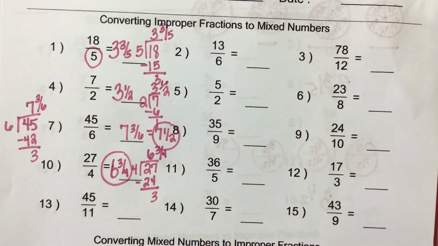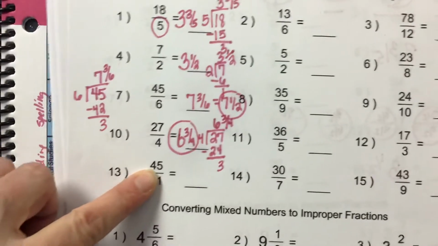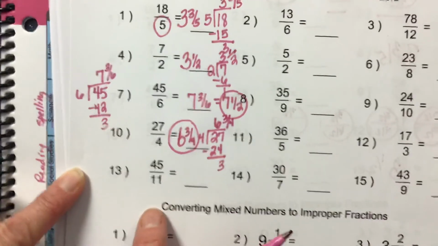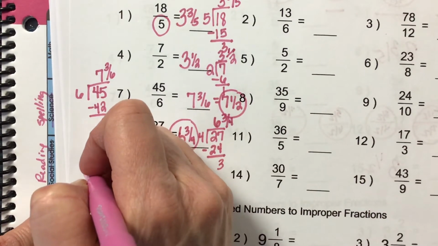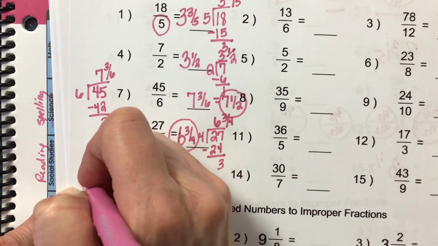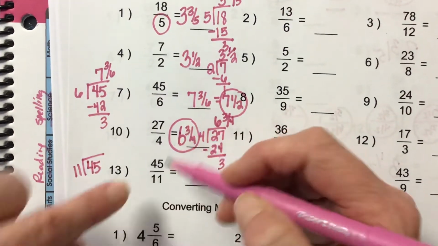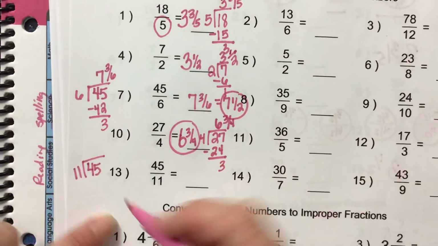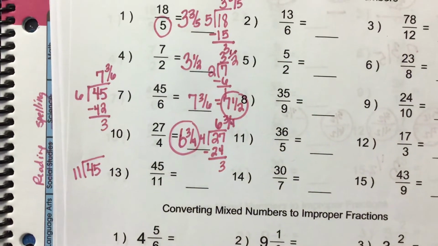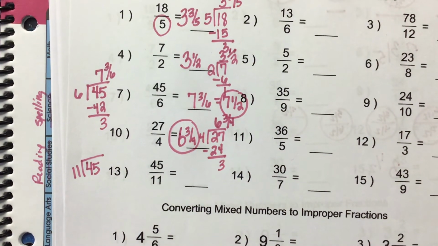6 3/4. Okay, 45/11. Ellis, what do I do to convert that? Divide 45 by 11. So the big number's on top. 45 divided by 11. How many times can 11 go into 45 without going over?